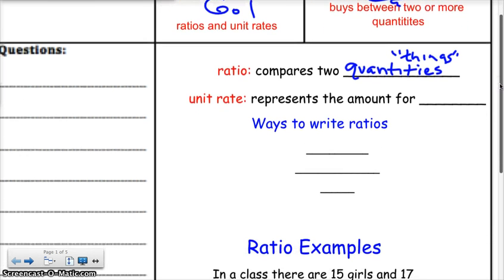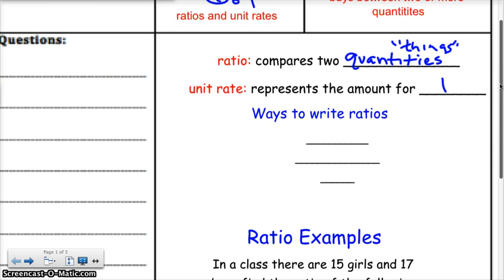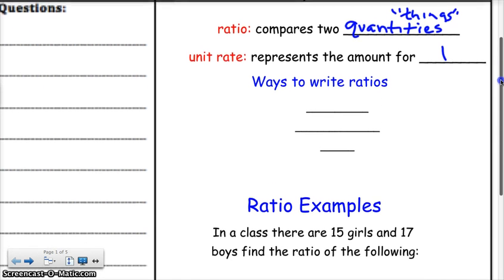A unit rate represents the amount for one. Let's say that I bought 5 blizzards for 20 bucks. How much per blizzard? $4. Right, so I just divided them. I found out, and that's what you're going to be doing today. You're going to be identifying how much you would spend for one.